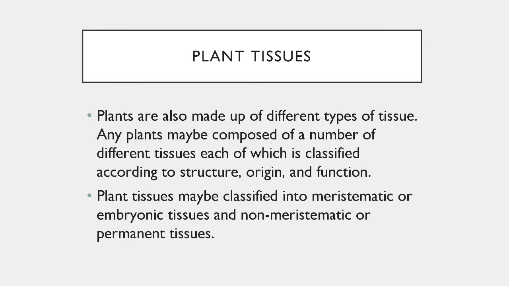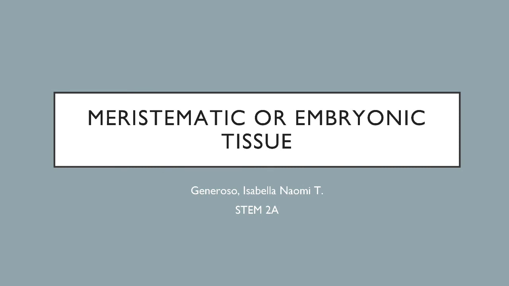So for today's topic, I'm going to tackle plant tissues. Plants are also made up of different types of tissue. Any plant may be composed of a number of different tissues, each of which is classified according to structure, origin, and function. Plant tissues may be classified into meristematic or embryonic tissues and non-meristematic or permanent tissues. So for today, we're going to focus on meristematic or embryonic tissue.